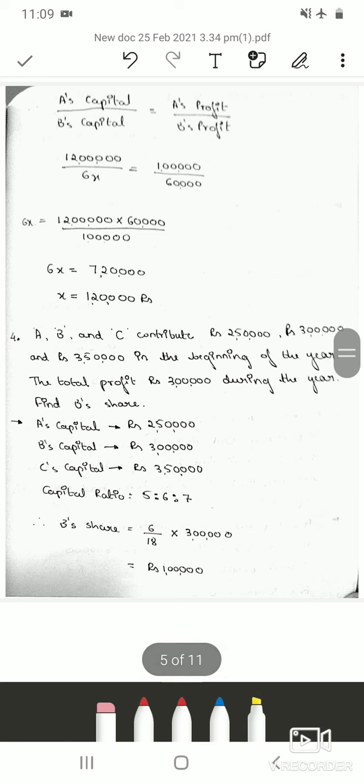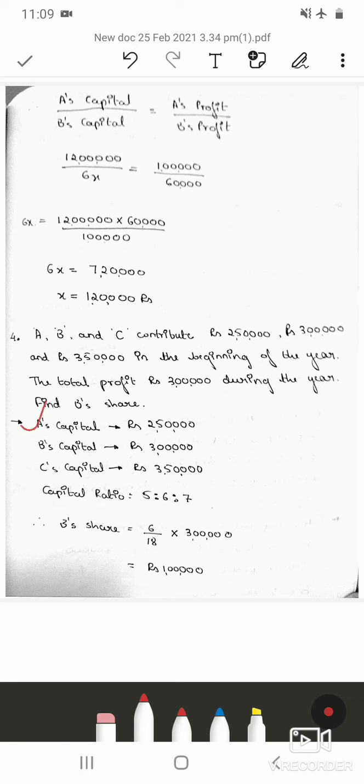So the fourth problem is: A, B and C contribute rupees 2,50,000, rupees 3 lakhs and rupees 3,50,000 in the beginning of the year. The total profit is rupees 3 lakhs during the year. Find B's share. They have given the capitals and the profit, and asked to find B's share. So initially we have to find the capital ratio, then by using the formula we can easily find it. These types of questions can be asked for 2 marks.